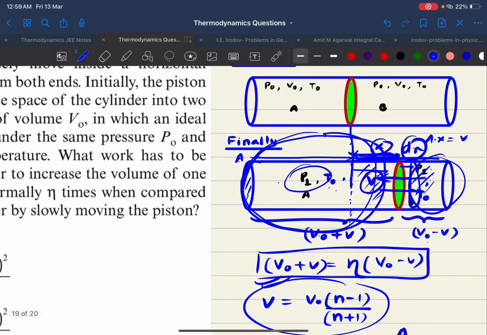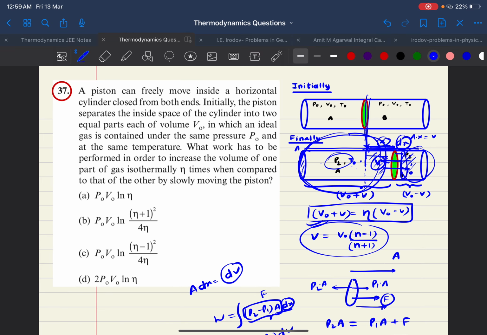Now listen, the limit is, earlier the piston is here. So let's say this part is your origin. Origin means 0. This is your reference, the piston was earlier here. This is your origin, and then the piston has moved here, this much of distance.